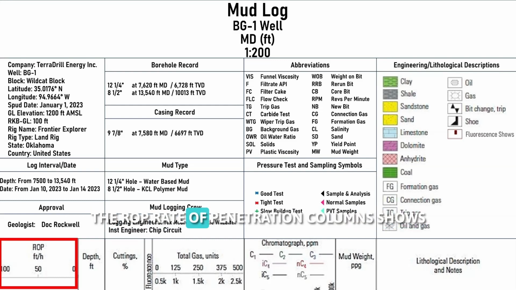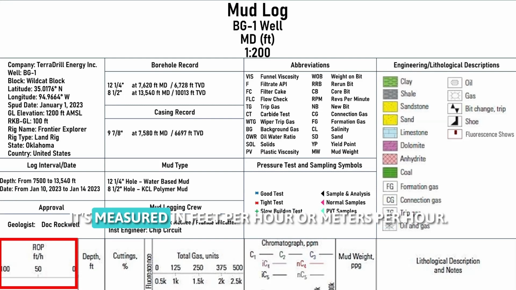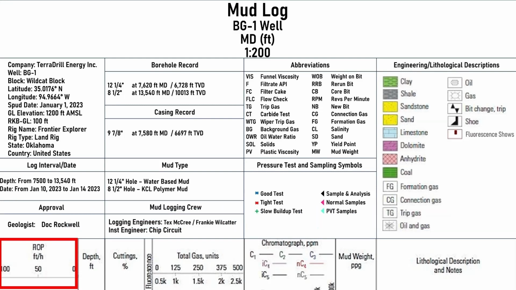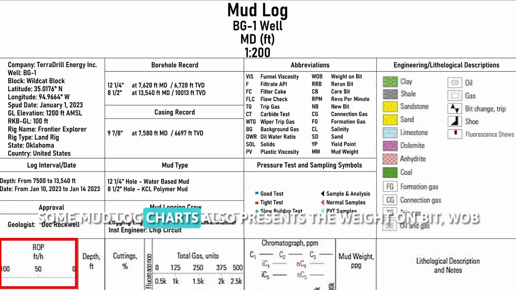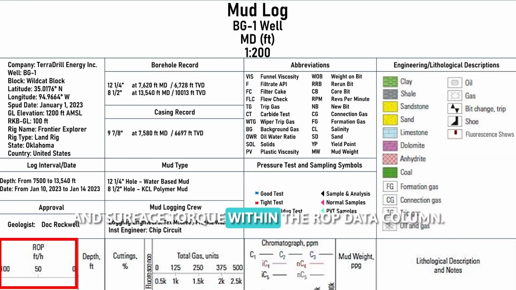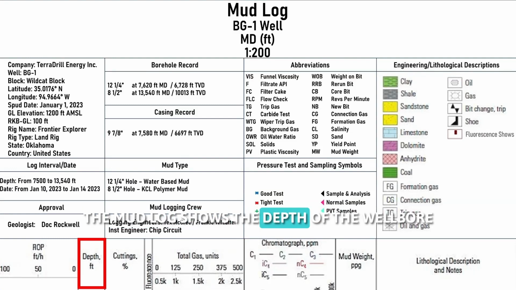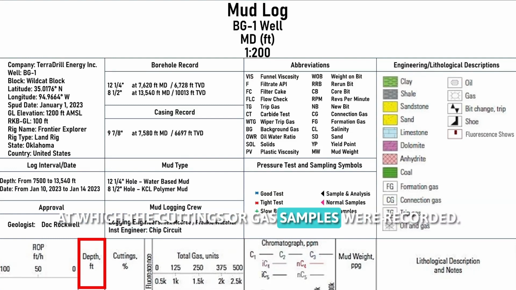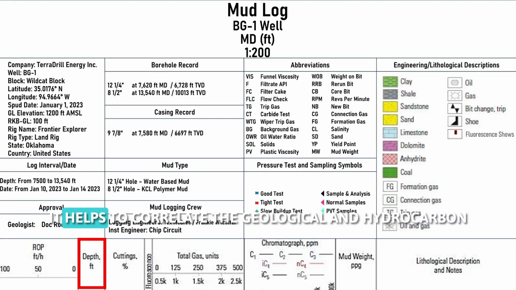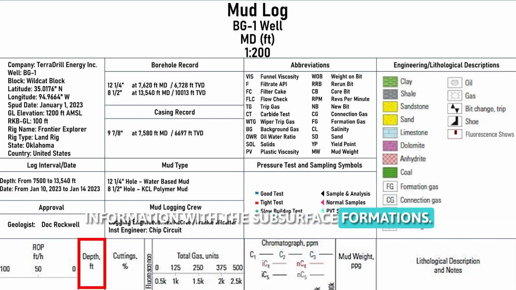The ROP, rate of penetration column, shows how fast the drill bit is penetrating through the formation layers. It's measured in feet per hour or meters per hour. Some mud log charts also present the weight on bit, WOB, and surface torque within the ROP data column. Depth. The depth column on the mud log shows the depth of the well bore at which the cuttings or gas samples were recorded. It helps to correlate the geological and hydrocarbon information with the subsurface formations.